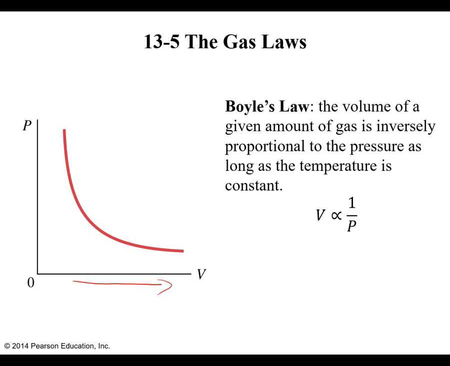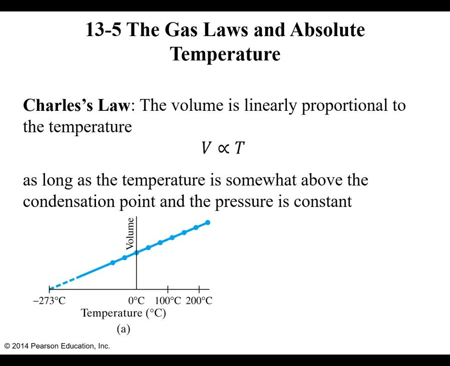Another way to write this mathematically would be to multiply pressure on both sides, and that is, the pressure times the volume would be a constant. Okay, the second of the laws is Charles' law. In Charles' law, the volume is linearly proportional to the temperature. So if you double the temperature, you're going to double the volume as well.